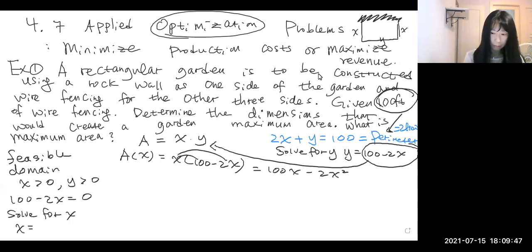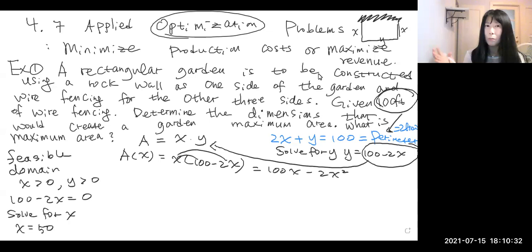x equals 50, all right? Then the domain will be between 0 and 50, because x must be greater than 0. We don't want nothing there, right? And the maximum will be 50. If we go over 50, then we will get a negative, right?